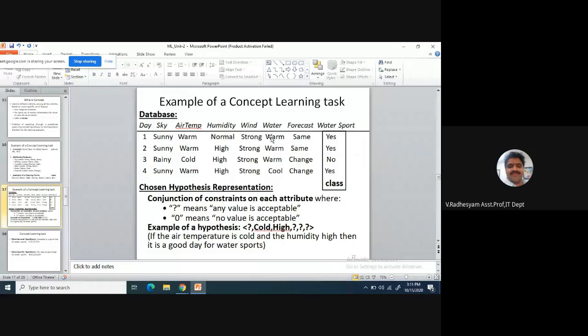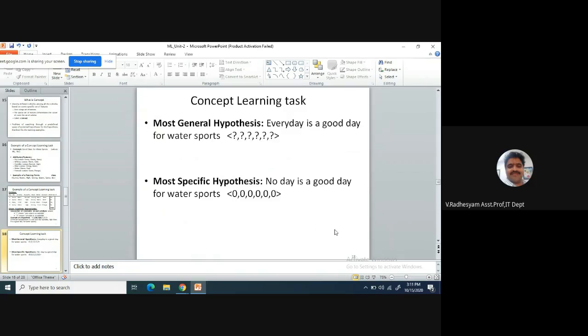So what is a hypothesis here? An example of a hypothesis is question mark, cold, high, question mark, question mark, question mark. One example: if the air temperature is cold and humidity is high, then it is a good day for water sports. The most general hypothesis is all question marks. The most specific hypothesis is that no day is good for water sports, all zeros.